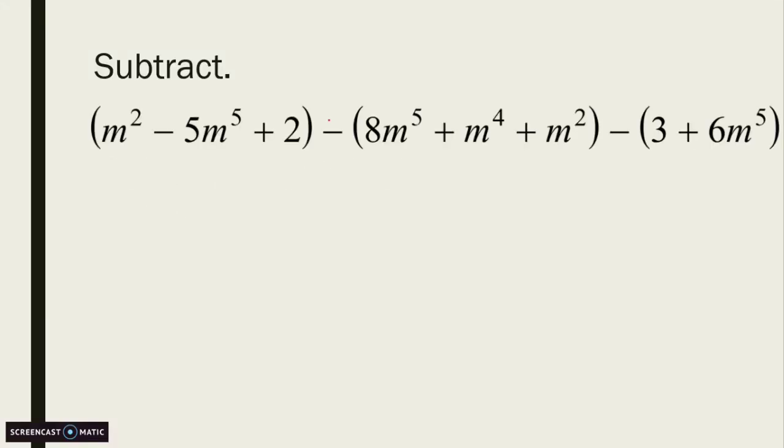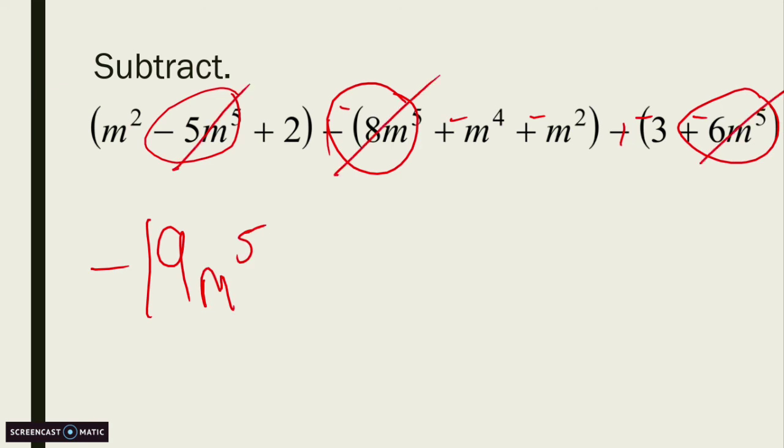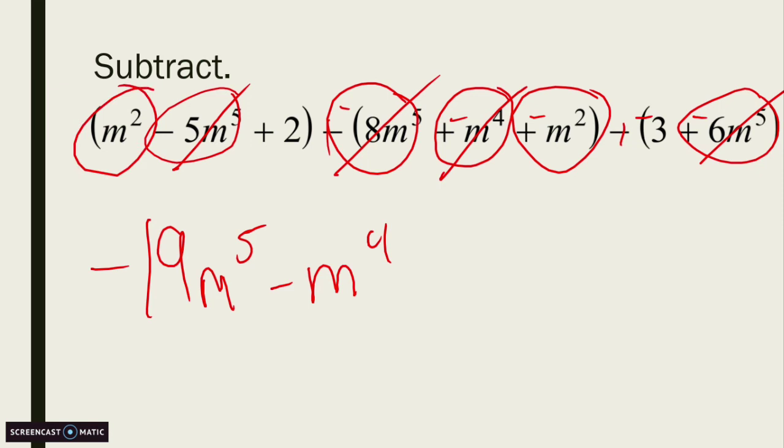Last one. Add the opposite. Largest exponent. 5, 5, 5. Negative 14, negative 19, m to the 5th power. Next highest exponent is a 4. There's only just the 1. Then we have 2 squared terms that cancel out. 1 minus 1 is 0. And 2 minus 3 is negative 1.